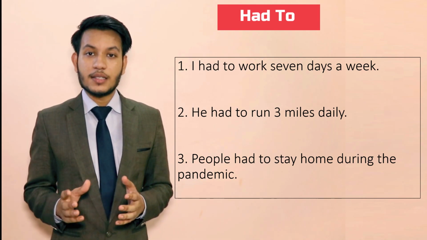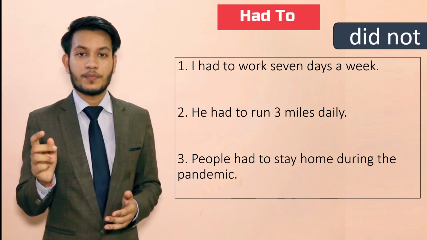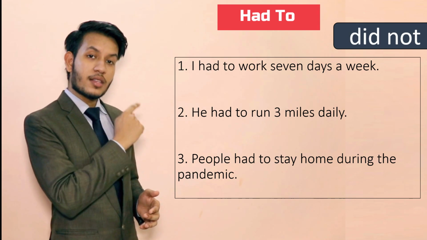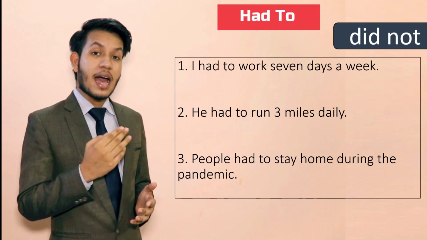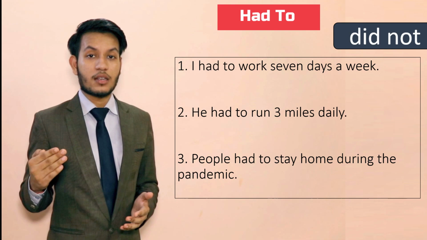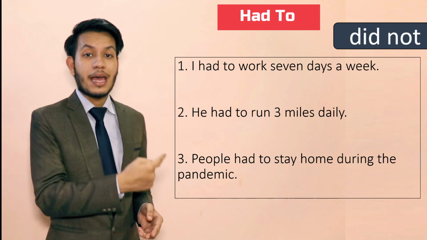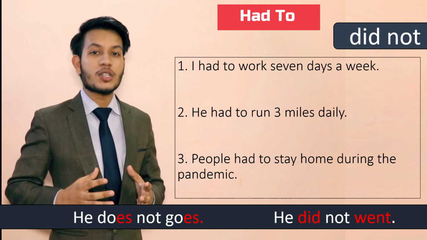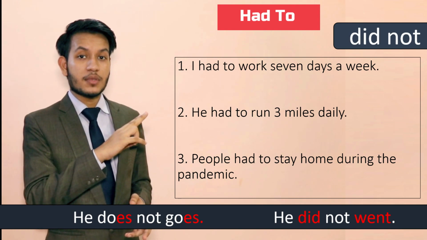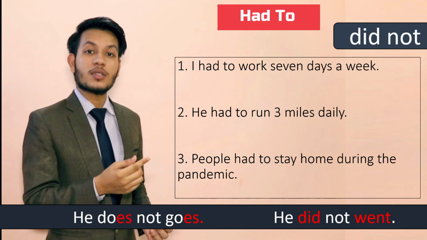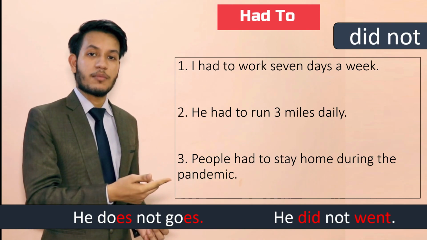For negative sentences, we write did not. Now you have to convert this sentence into negative. I had to work 7 days a week. It's very simple. I did not, but there is had to. As you don't use s 2 times, likewise you cannot use second form 2 times.